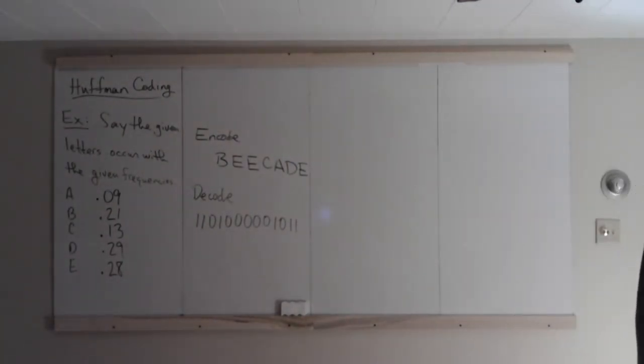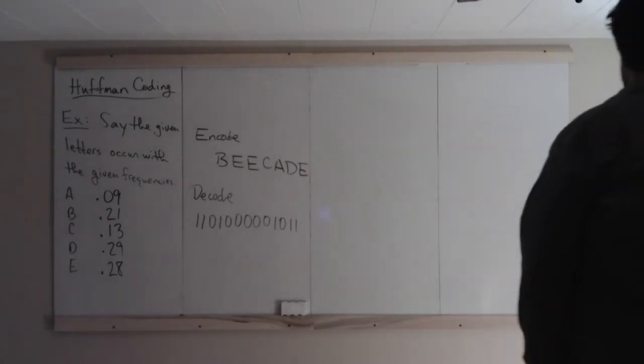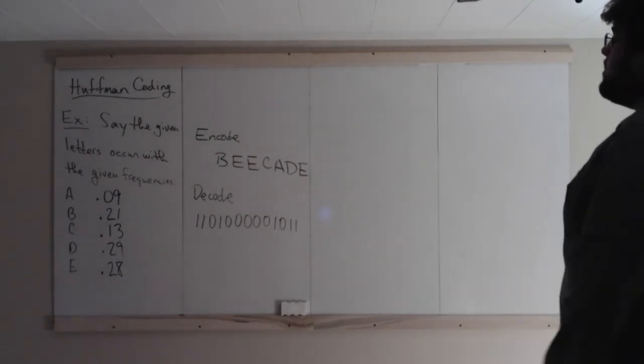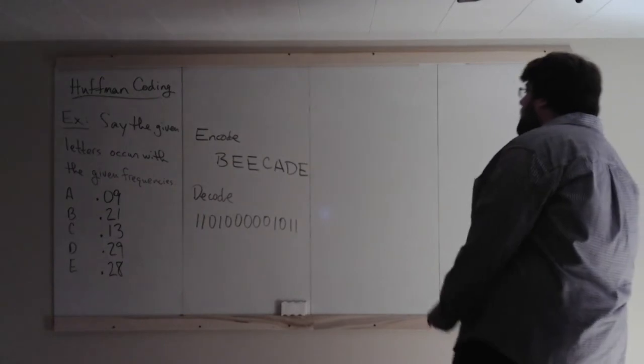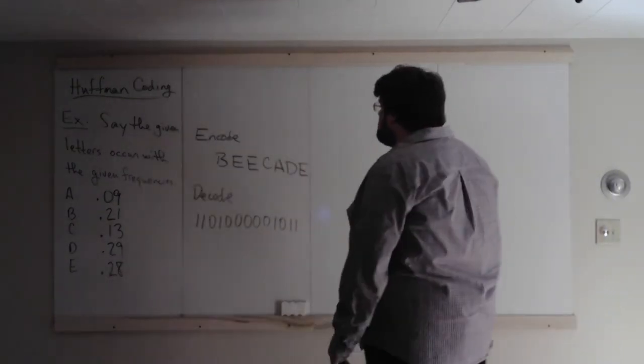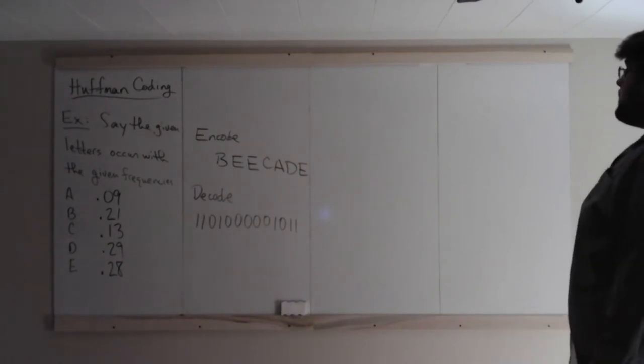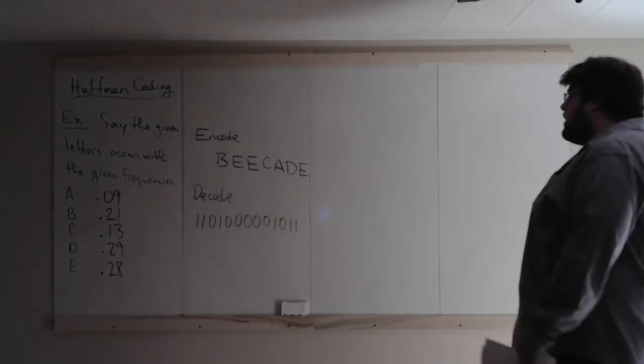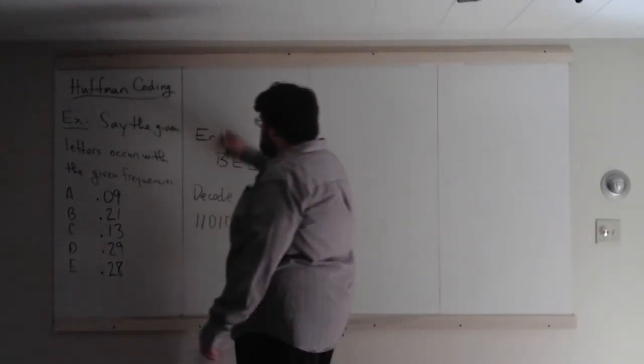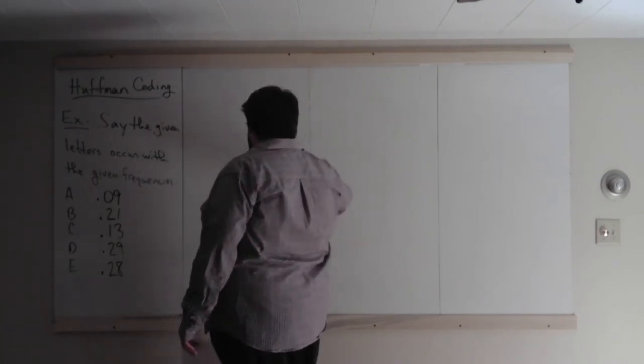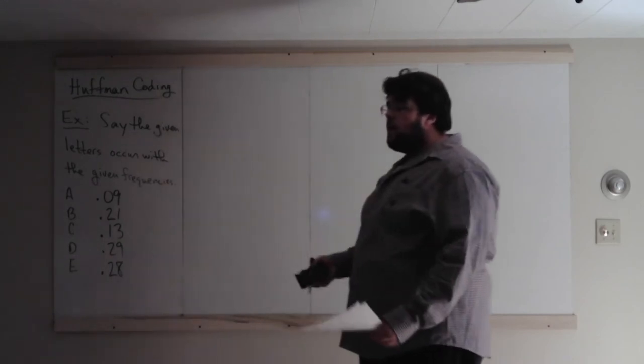Say the given letters occur with the given frequencies. So all those frequencies add up to 100%. So A occurs 0.09, B occurs 0.21, C occurs 0.13, D 0.29, and E 0.28. And we're going to eventually figure out how we can encode each of those letters, and we're going to use that to encode this string of letters, B, E, E, C, A, D, E, and then we're going to decode 1, 1, 0, 1, 0, 0, 0, 0, 0, 1, 0, 1, 1. Now I'm going to erase this, and I'm going to write it again toward the end, once we actually do that. But first, we need to figure out how we are going to encode these.